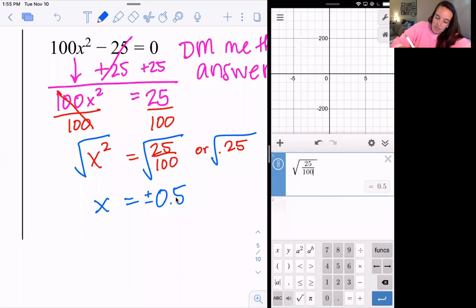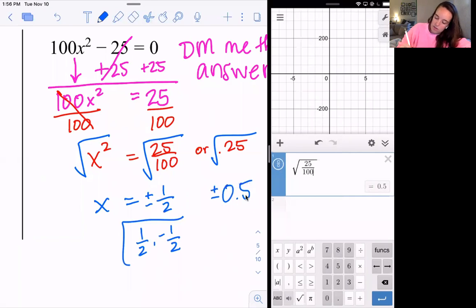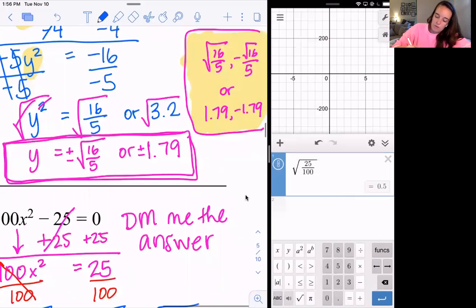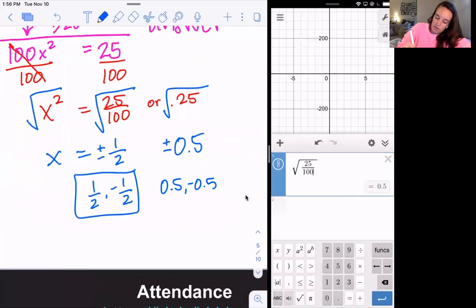So plus or minus. And I wrote this in the wrong section here. Plus or minus. So this is 1/2, also plus or minus. So you could write it as positive or negative 1/2, or you could write it as positive or negative 0.5. Right, so you could write 1/2 and negative 1/2. Those could be your answers, or you could write 0.5 and negative 0.5. Sorry about the scrolling there.